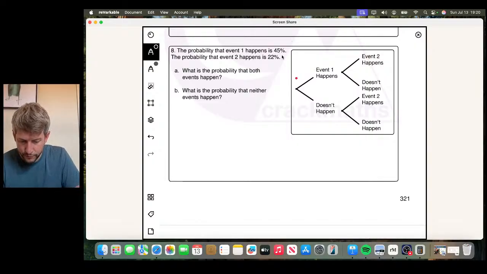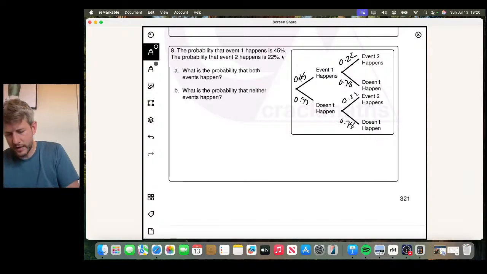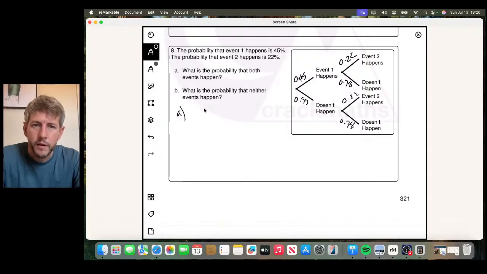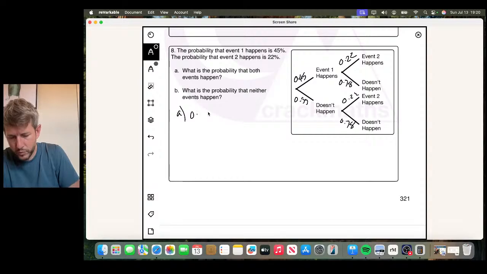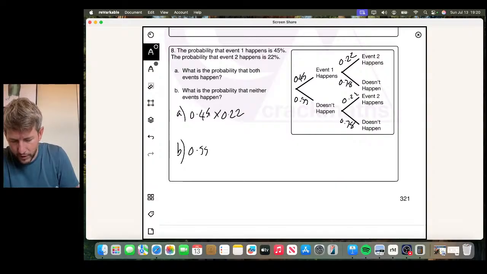So 45% is 0.45. 22% is 0.22. That would make this 0.55, 0.78, 0.22, 0.78. A, the probability that both events happen, that is going to be 0.45 times 0.22, and B will be 0.55 times 0.78.